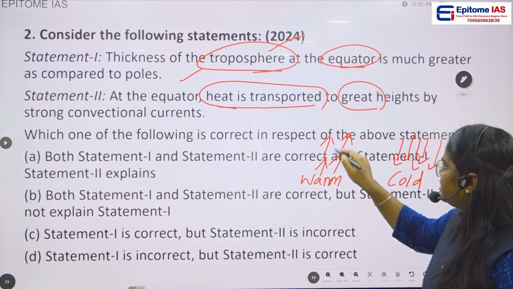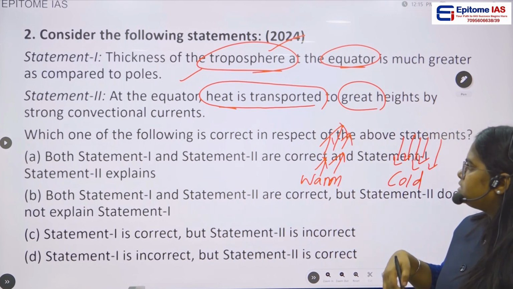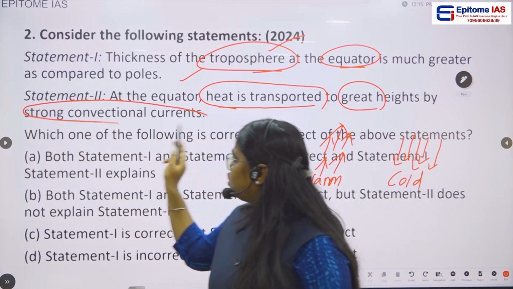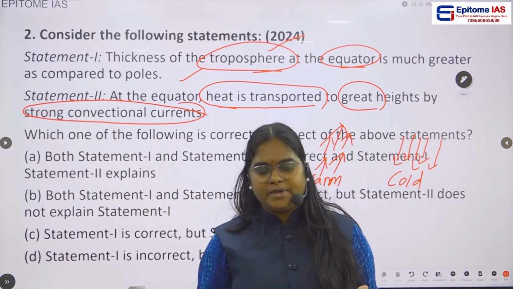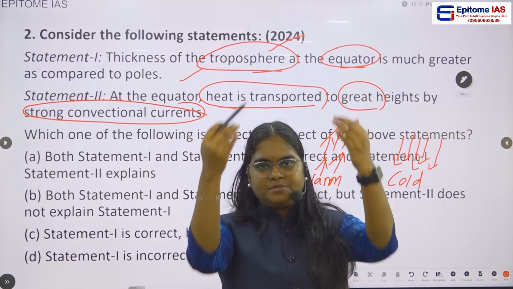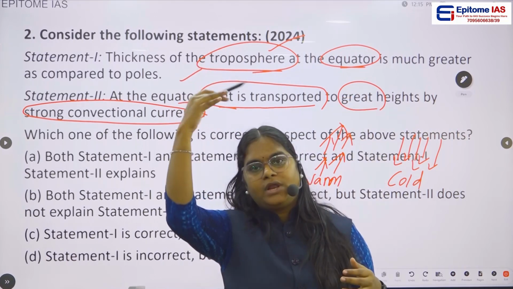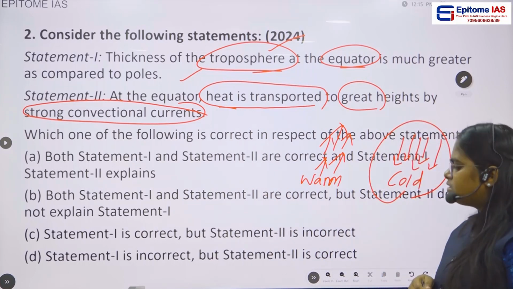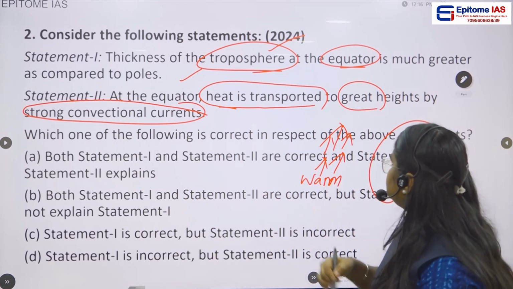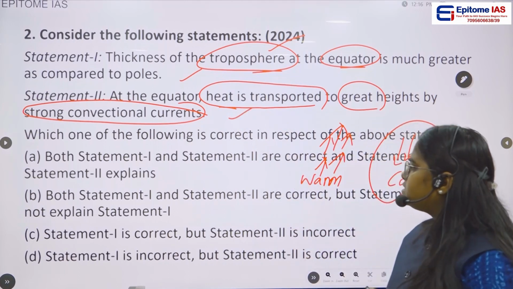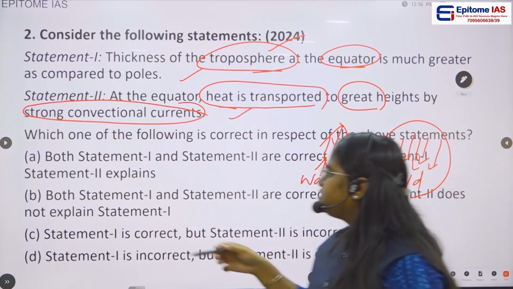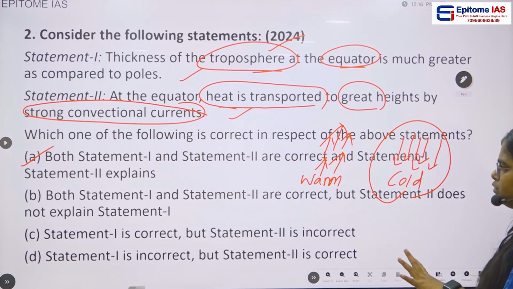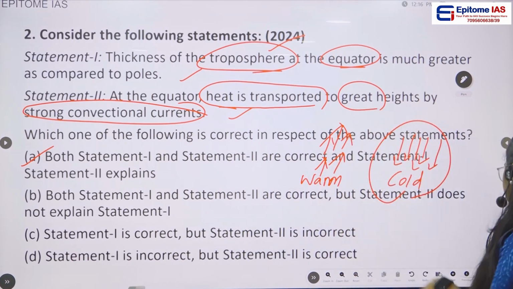Because this warm air is rising up, it will form strong convectional currents, and because of this it will rise up and reach more height compared to the cold currents which are present in the polar region. So this statement is actually a correct statement. So what is the correct answer? Option A: both 1 and 2 are correct, and statement 2 explains statement 1.